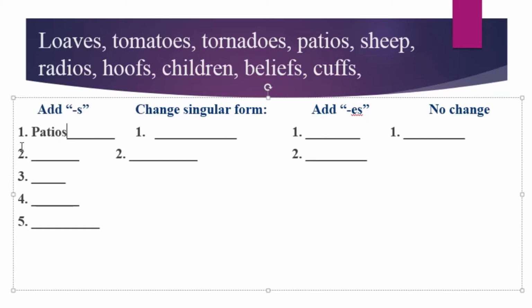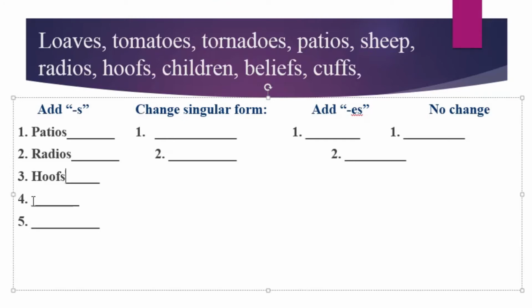Patios, radios, hoofs, beliefs, and cuffs. In the second column, it says change singular form. This means that the word changes completely from singular to plural form.